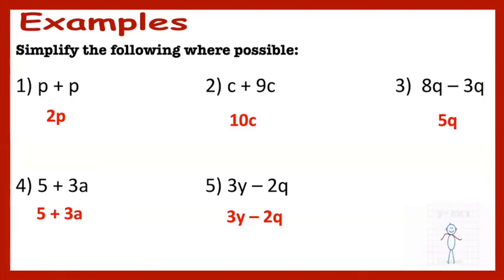Just like number 4, 3y is one term, 2q is another term. Those terms are different, so we cannot add unlike terms or subtract unlike terms. Because the terms are not the same, the expression remains the same. So our expression remains 3y minus 2q, unlike terms, so we have to let it remain the same.